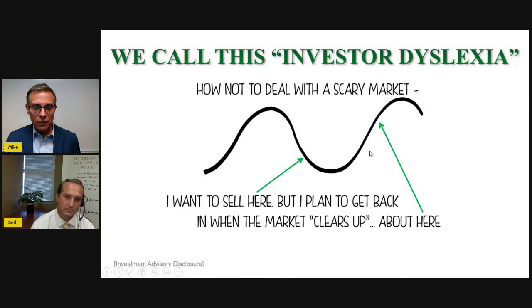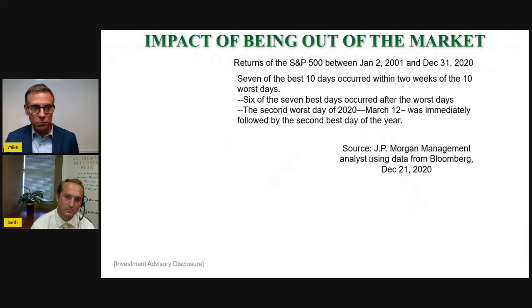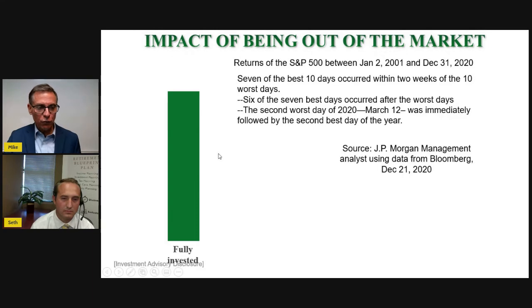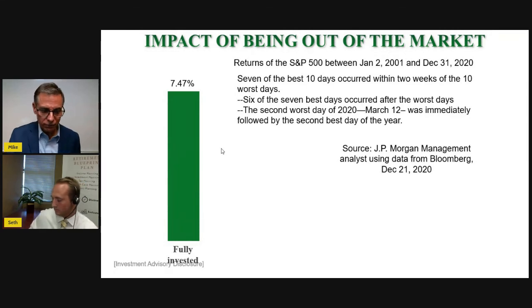This next slide that I'm about to share with you teaches us how difficult that would actually be. So this is the impact of being out of the market, okay? We're looking at the returns of the S&P 500 between January 2nd, 2001 and December 31st, 2020. This first slide says, if we were fully invested, that means we did not sell, the market is cycling, we did not sell, and the average return is 7.47%.